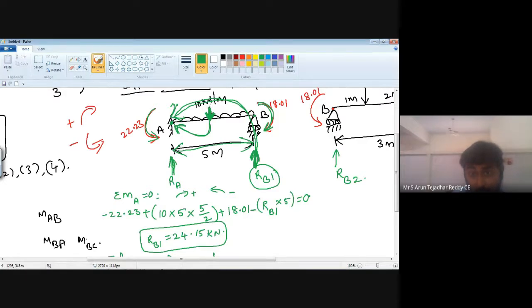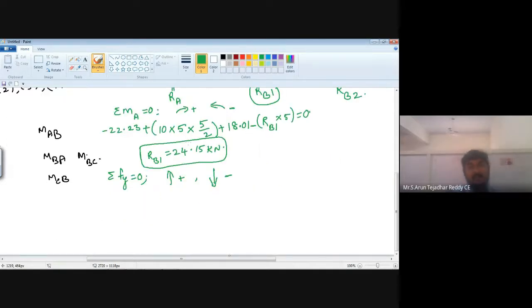10 kilonewton per meter is moving in the downward direction, but it is a uniformly distributed load. So here, minus 10 into 5. I'll write clearly here: RA plus RB1 minus 10 into 5 is equal to 0.